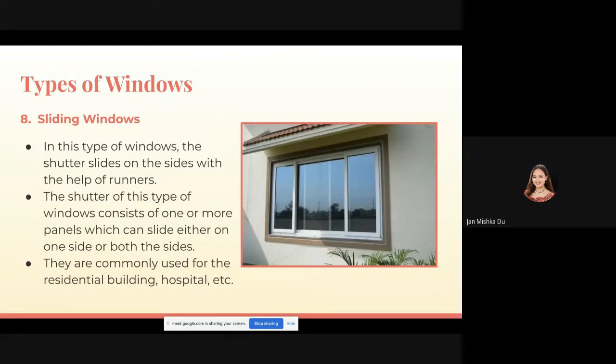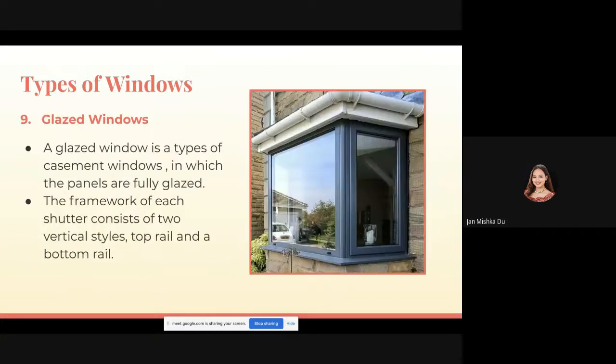Next is the sliding windows, and in this type of windows, the shutter slides on the sides with the help of runners. The shutter of this type of windows consists of one or more panels which can slide either on one side or both the sides, and they are commonly used for residential buildings, hospitals, and other buildings.